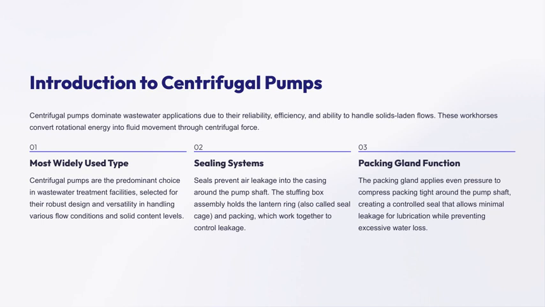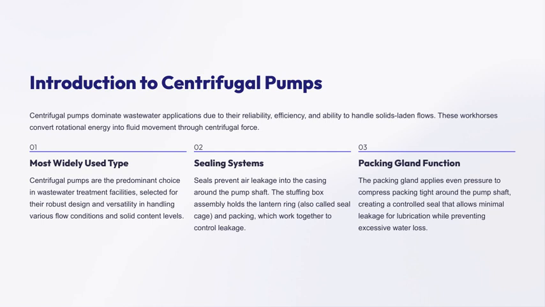Now, let's talk about sealing systems. Seals are essential because they prevent air from leaking into the casing around the pump shaft. This is important for maintaining efficiency and protecting the pump's internal components. The stuffing box assembly plays a key role here. It holds the lantern ring, also called the seal cage, and packing. Together, they work to control leakage, ensuring the pump operates smoothly.